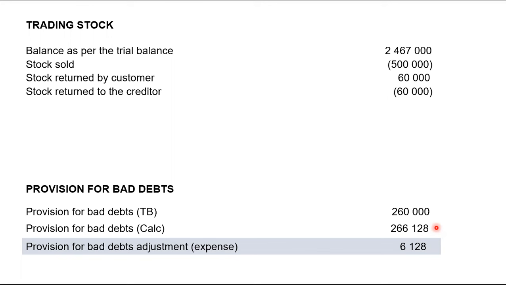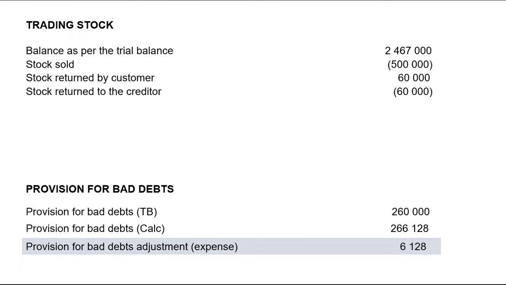I know that at varsity we never used to call it provision for bad debts. We used to call it something else. I forgot what we used to call it, but it's pretty much the same thing, okay?